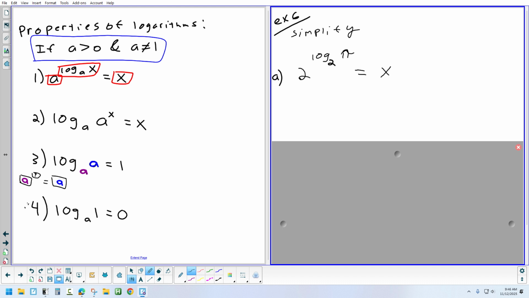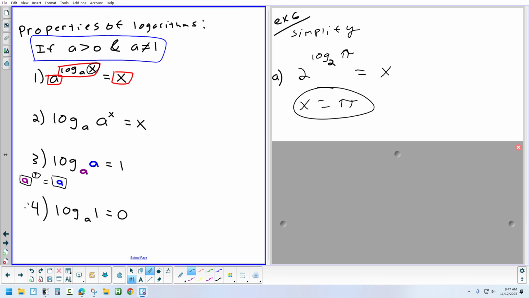So if you didn't remember property 1, you can go through and change this to log form and solve it all from scratch. Or look at property 1, and it tells us that the answer for x is going to be what? Yeah, pi. That is the answer. The answer is whatever the argument is up here in your exponent. And we went through the reason why.